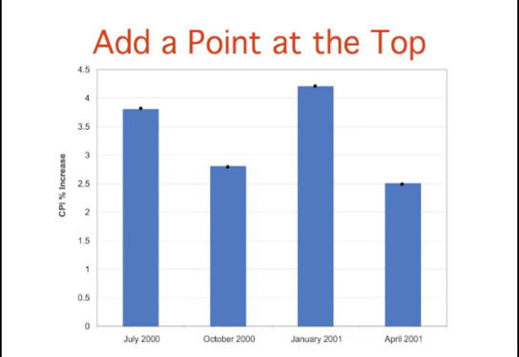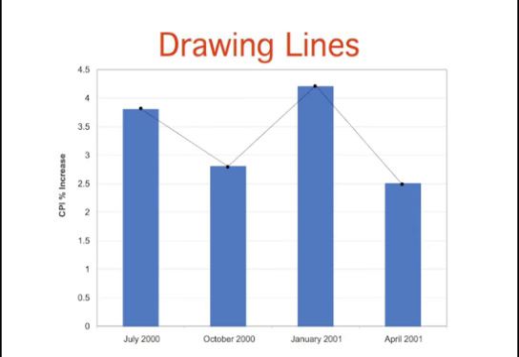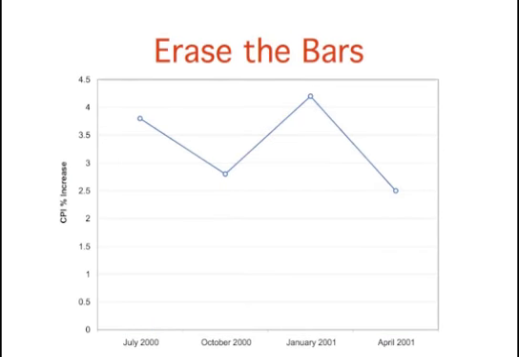First, a point is placed in the center of each bar in the bar graph. Next, lines are drawn connecting the points. Finally, the remainder of the bars are erased, completing the transformation to a line graph.